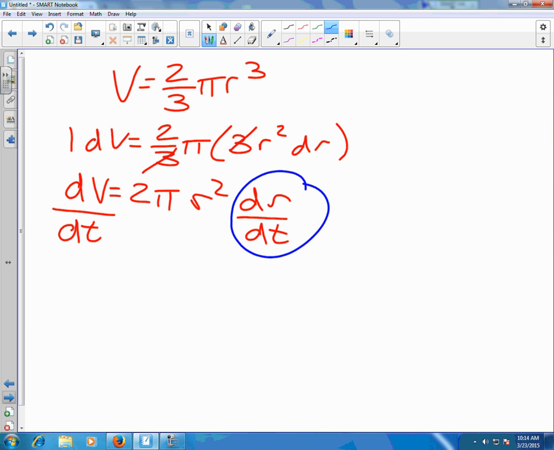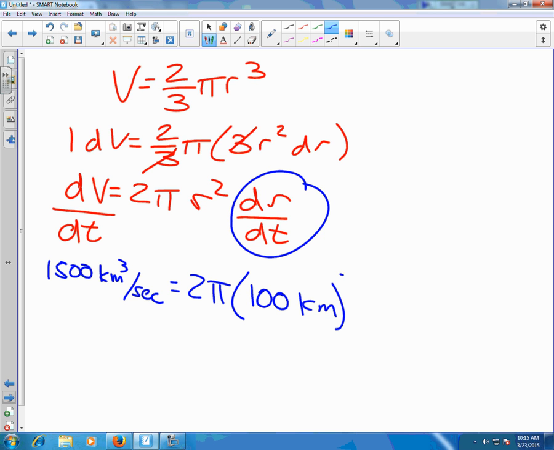So, the change in volume was 1,500 kilometers cubed per second. Maybe more of a per minute kind of thing than per second. That sounds like a lot per second, but we'll go with it. Okay. 2 pi, at this point the radius is 100 kilometers, squared. We're just looking for the change in radius over the change in time. How fast is the radius changing? If we know that, we can figure out how fast it's going to travel that 5,000 kilometers.